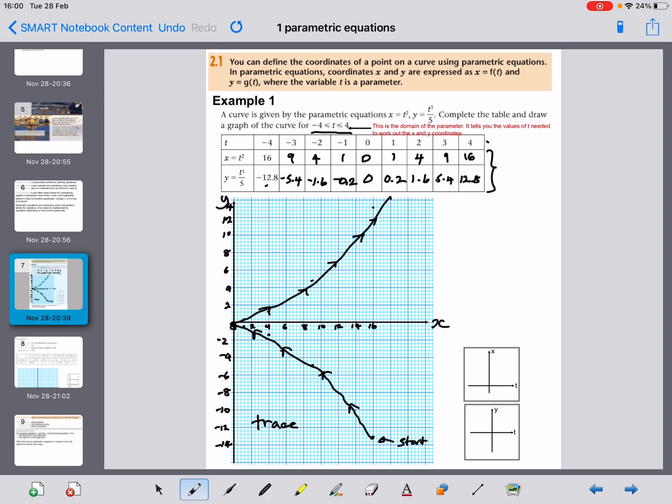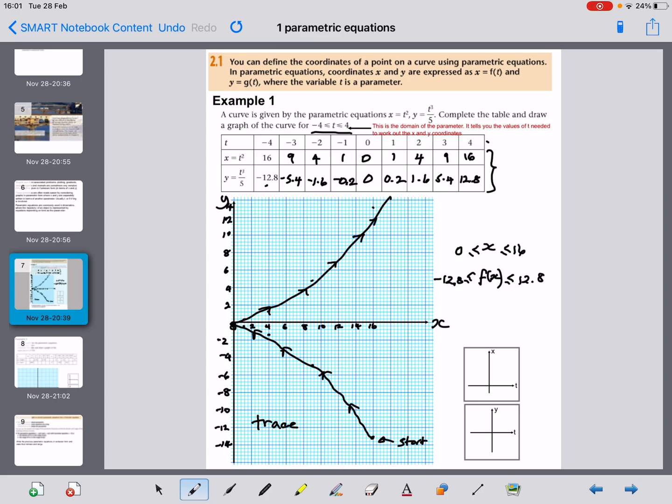Okay, now the domain of the graph that we have produced, the possible x values, you can see goes from 0 up to 16. So x is greater than or equal to 0 up to less than or equal to 16. The range of that graph, so f of x, well, you can see the lowest value is minus 12.8 and the greatest value is 12.8.